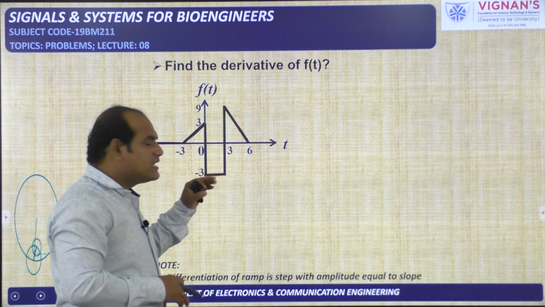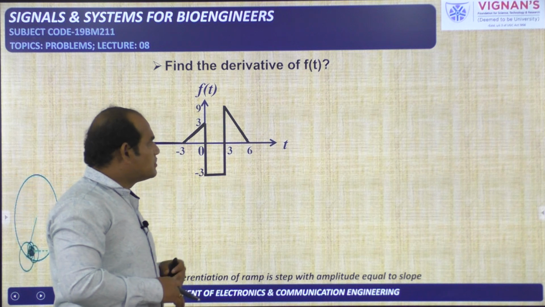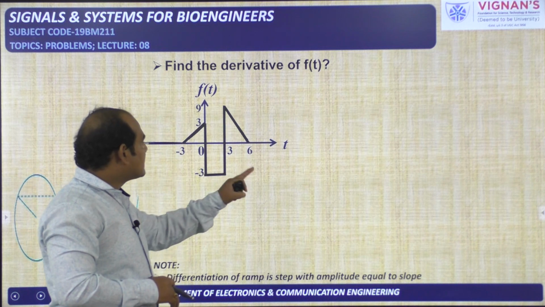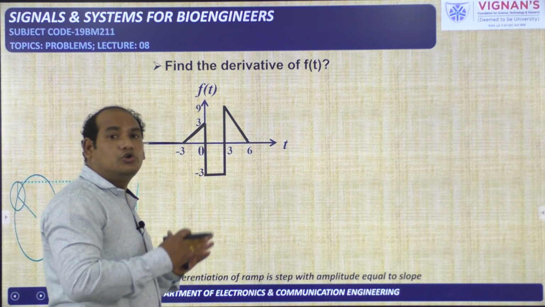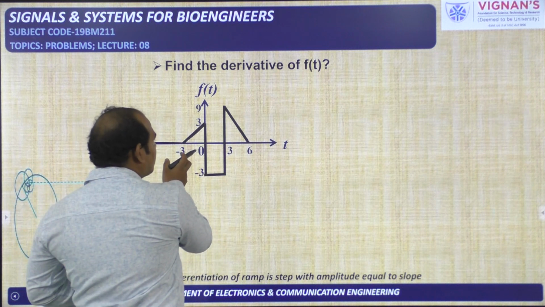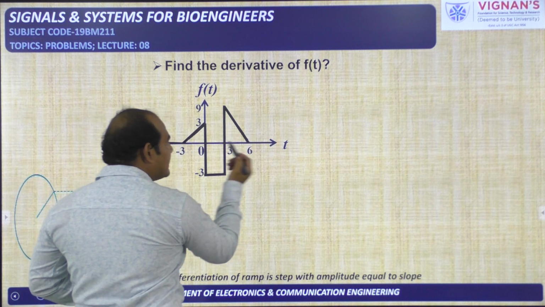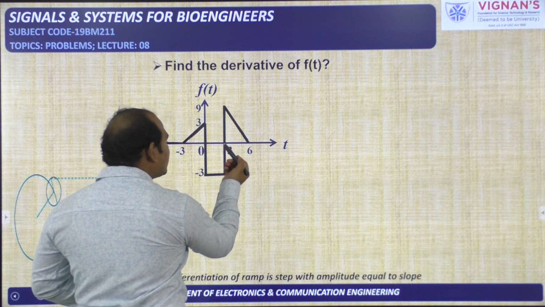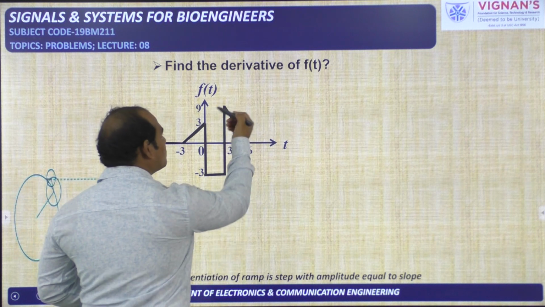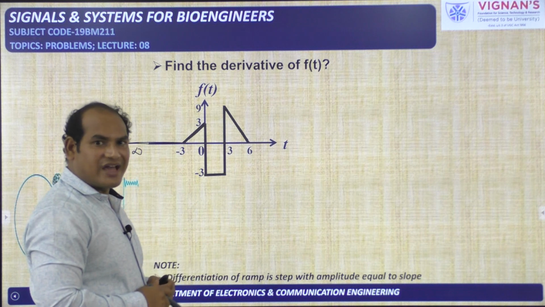I have said the amplitudes, but what is happening exactly at t equal to 0 and exactly at t equal to 3 means two discontinuities are available. At t equal to 0, the amplitude is changing from 3 to minus 3 suddenly, and at t equal to 3, the amplitude is changing from minus 3 to plus 9. In this way the amplitudes are varying.